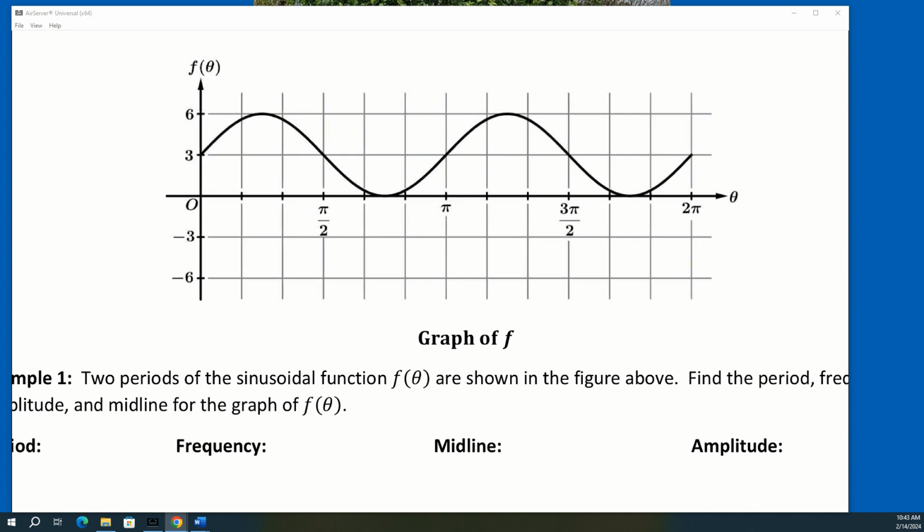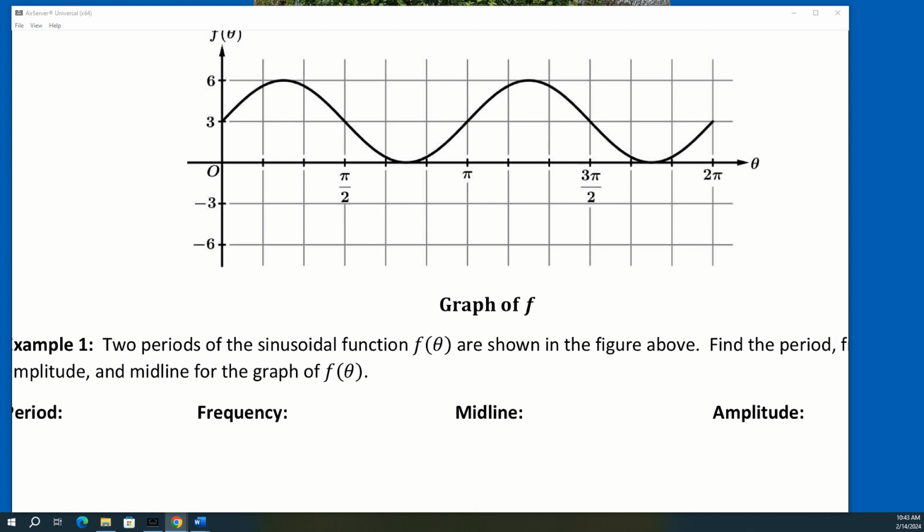Okay, and so we will talk a lot about transformations next week. But today and tomorrow, I just want us to focus on looking at the graphs and determining these 4 things: the period, the frequency, midline, and the amplitude.